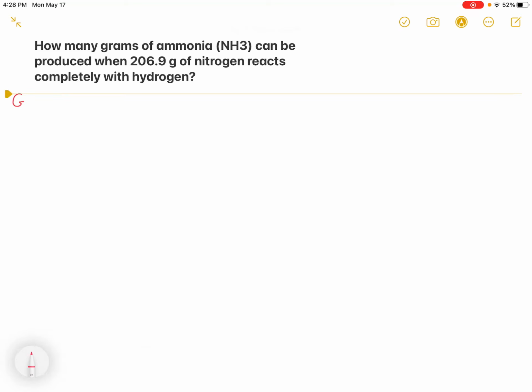So in terms of what is given, we know the mass of nitrogen, which is 206.9 grams. And what we're being asked for, our first major unknown, is the mass of the ammonia. Because our starting value is in units of grams, it is a mass, and we're being asked for a mass, we can identify this as a mass-to-mass stoichiometry problem.